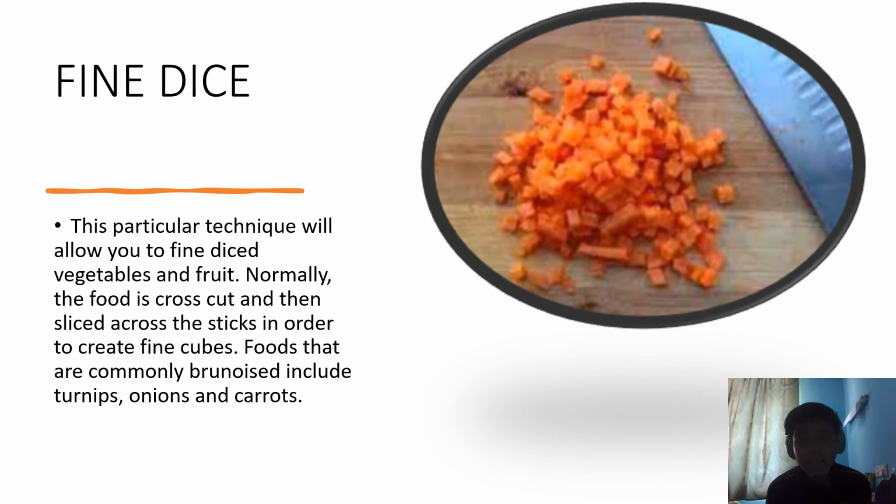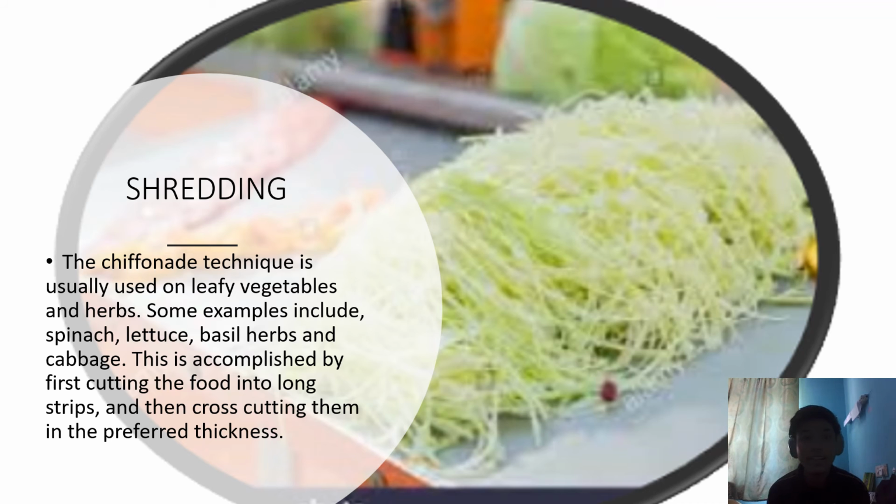This particular technique will allow you to fine dice vegetables and fruit. Normally, the fruit is cross-cut and then sliced across the stick in order to create fine cubes. Foods that are commonly brunoised include turnips, onion, and carrot. Next is shredding. The chiffonade technique is usually used on big vegetables and herbs. Some examples include spinach, lettuce, basil herbs, and cabbage. This is accomplished by first cutting the food into long strips and then cross-cutting them in the preferred thickness.